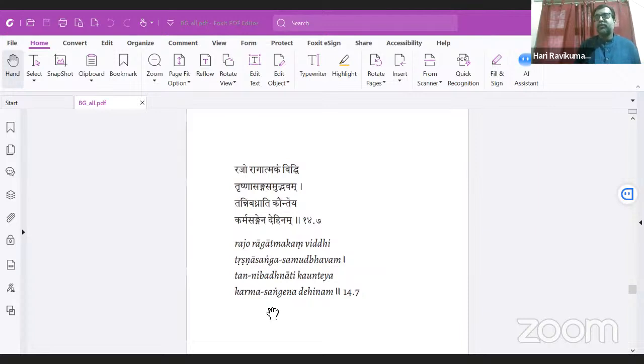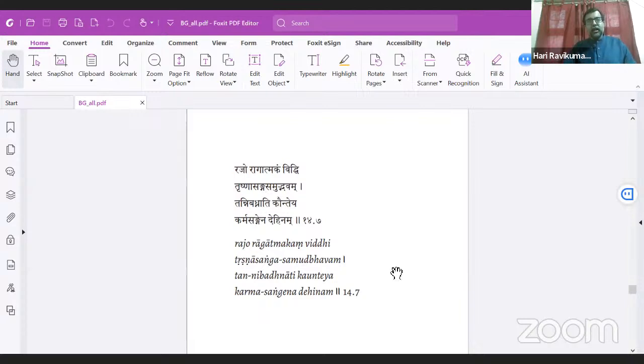It is the source of Trishna, which is thirst and anxiety. Rajaha, Rajas. Ragatmakam Vidhi. It is marked by passion. Raga is passion. Tat karma sangena dehinam nibadhnati. So it binds through attachment to action. When somebody is in Rajas, he's bound, he's attached to action.